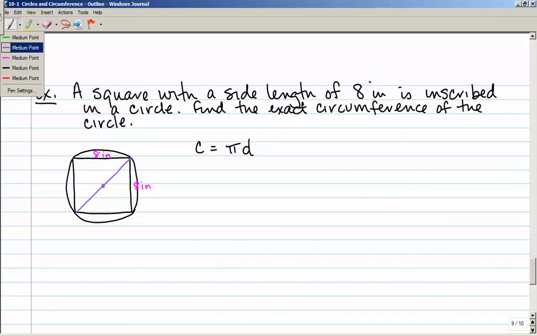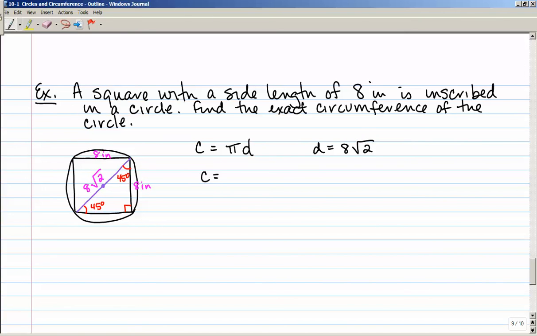And really what we have here, go ahead and mark it, is a 45, 45, 90 right triangle. Because remember, anytime you cut a square in half diagonally, you've created a 45, 45, 90 right triangle. One leg is 8, so the hypotenuse is going to be 8 square root of 2. Whoops, I wrote 8 square root of 8. 8 square root of 2, and that's the same as my diameter. So the diameter of this circle is 8 square root of 2.